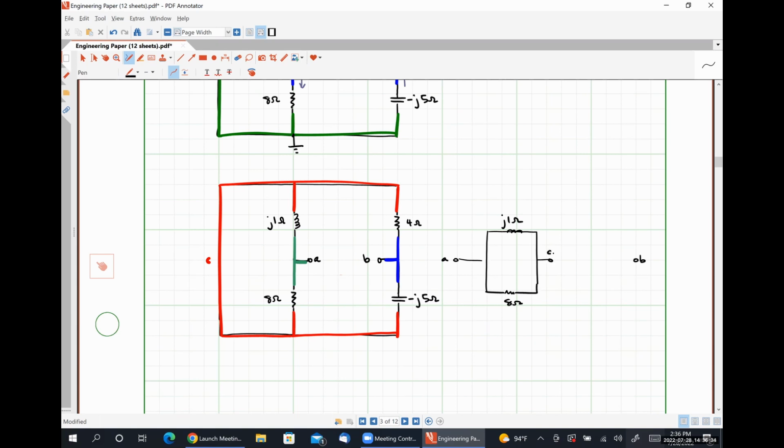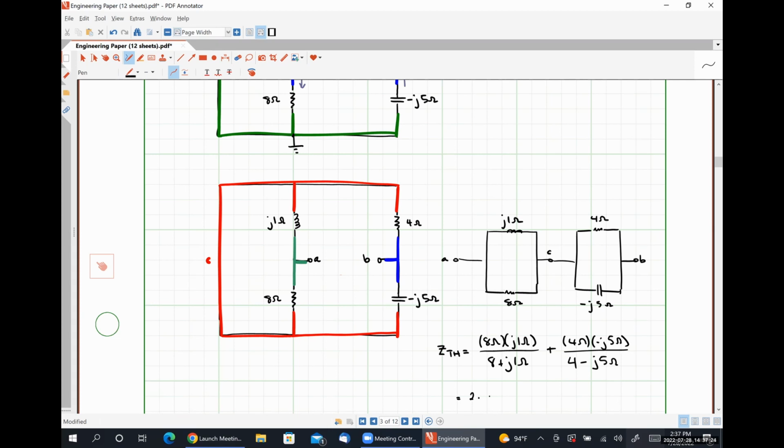Now I'm at node C, and to go from C to B, there are two paths that I can take. One contains the 4 ohm resistor, and one contains the minus J5 capacitor. So ZTH would simply be 8 ohms times J1 ohm over 8 plus J1 ohms, plus 4 ohms times minus J5 ohms over 4 minus J5 ohms, which comes out to be 2.738 angle negative 20.670 degrees ohms.